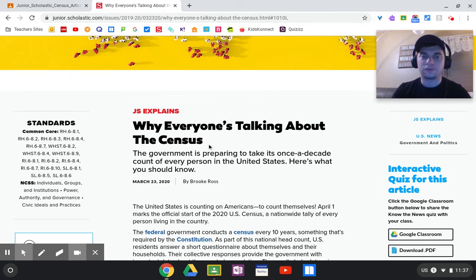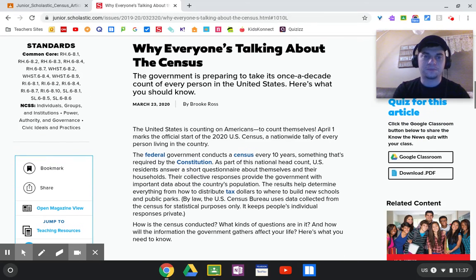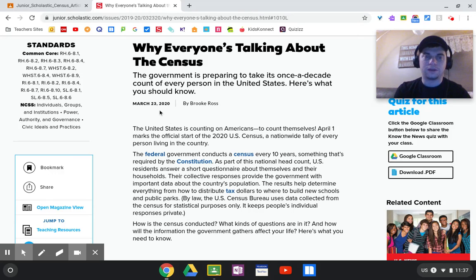The government is preparing to take its once a decade count of every person in the United States. Here's what you should know. This article comes from about a week ago. It's from when this latest issue of Junior Scholastic was released.